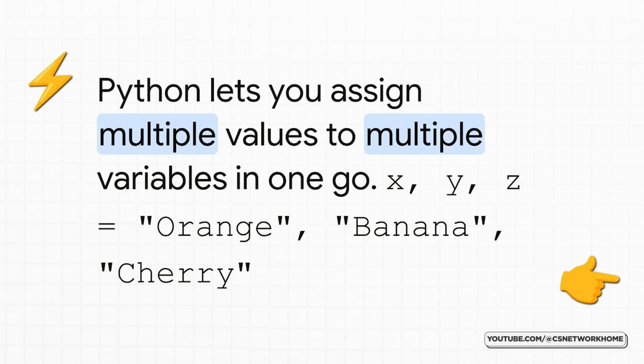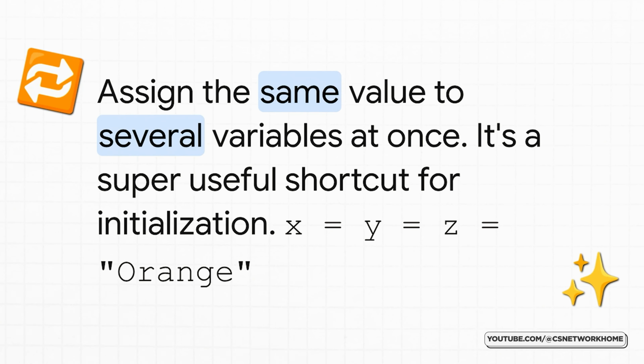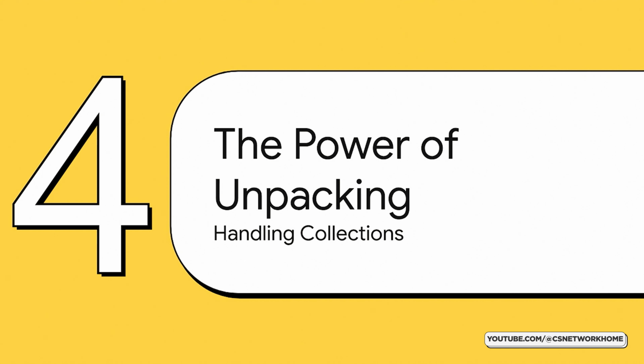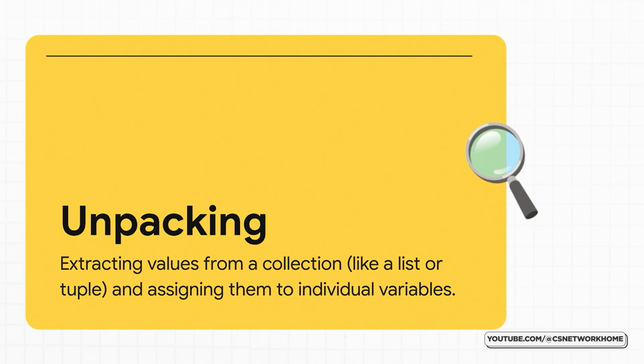Super clean, right? And what if you want a bunch of variables to start off with the exact same value? Well, Python's got you covered there too. With a single line like this, you can set x, y, and z all to the value orange. This is incredibly useful when you're initializing, say, a bunch of counters to 0. Now, for our final technique, we're going to look at something that feels a little like magic when you first see it. It's a concept called unpacking, and it is such a clever and powerful way to work with groups of data, like lists. So what the heck is unpacking?